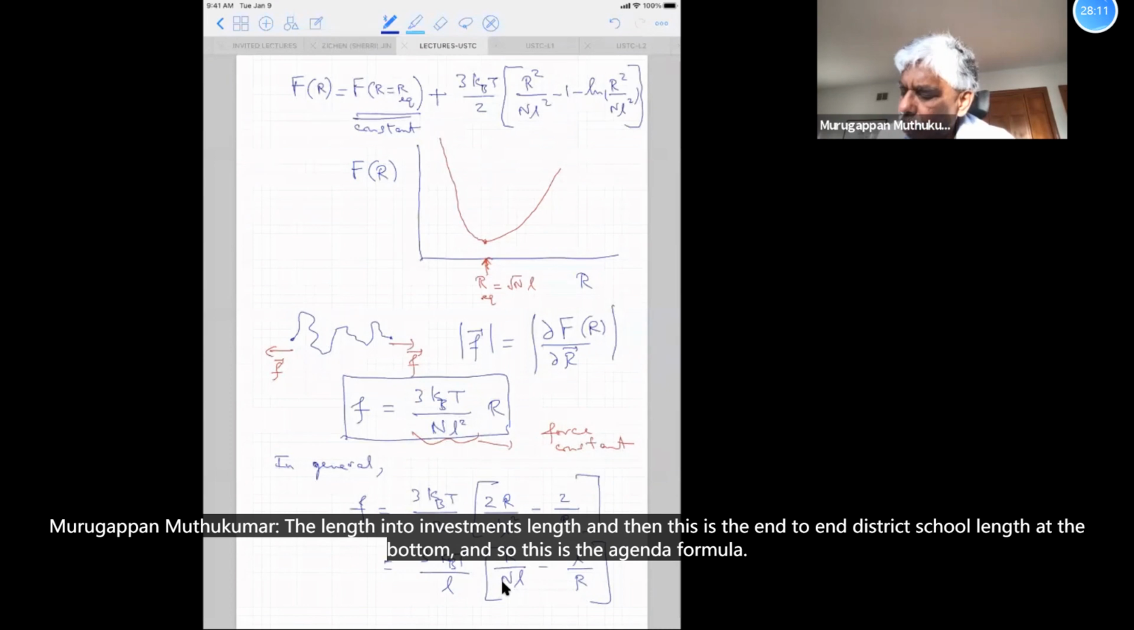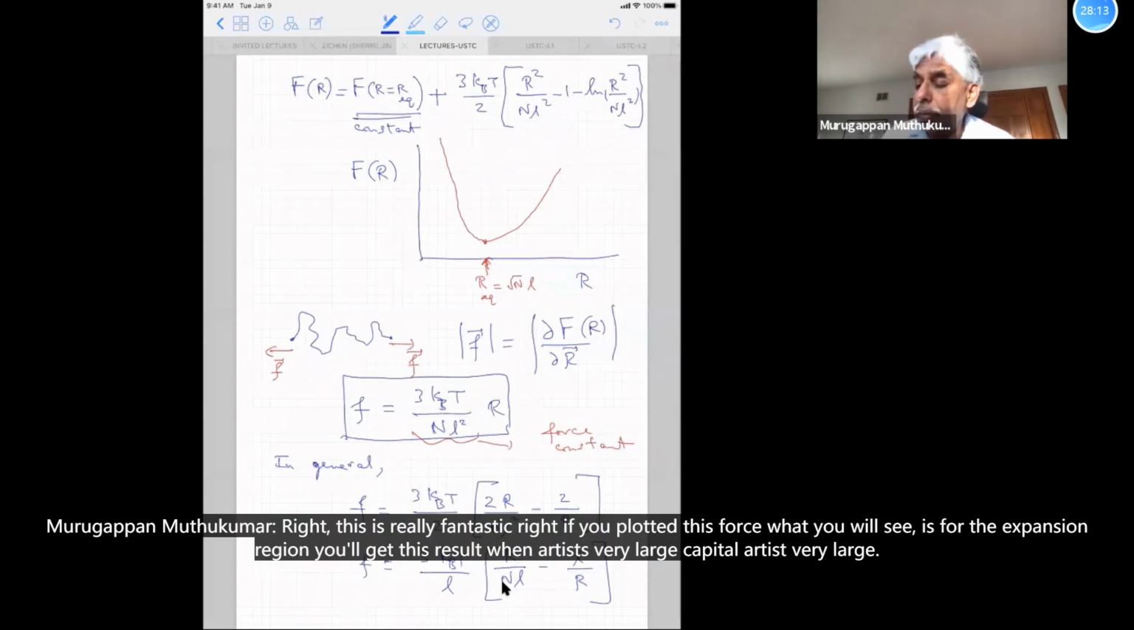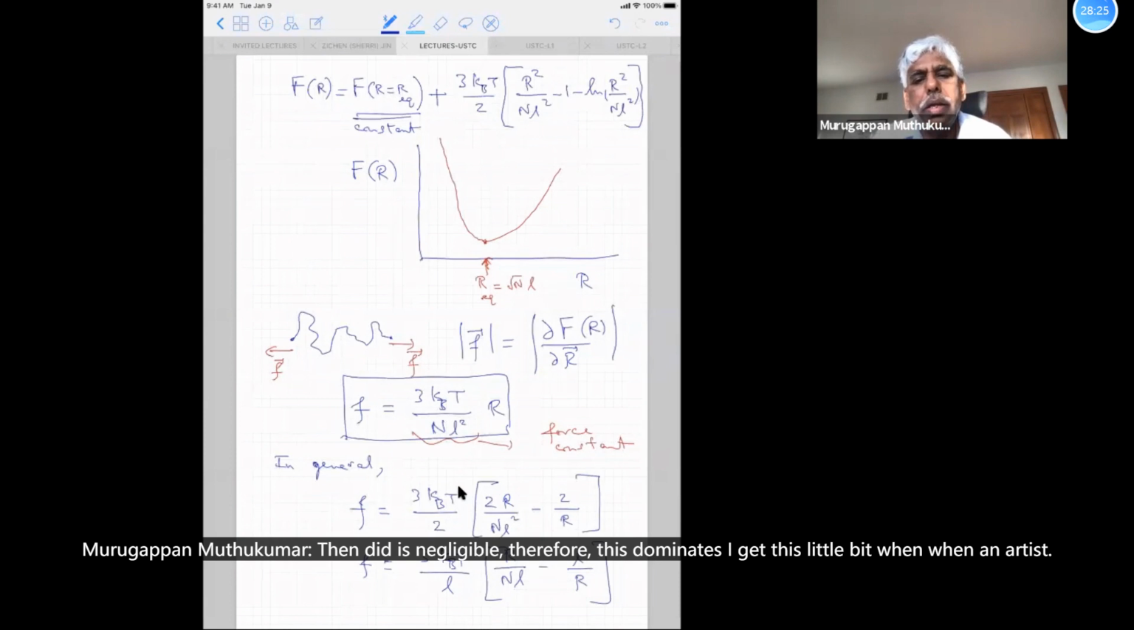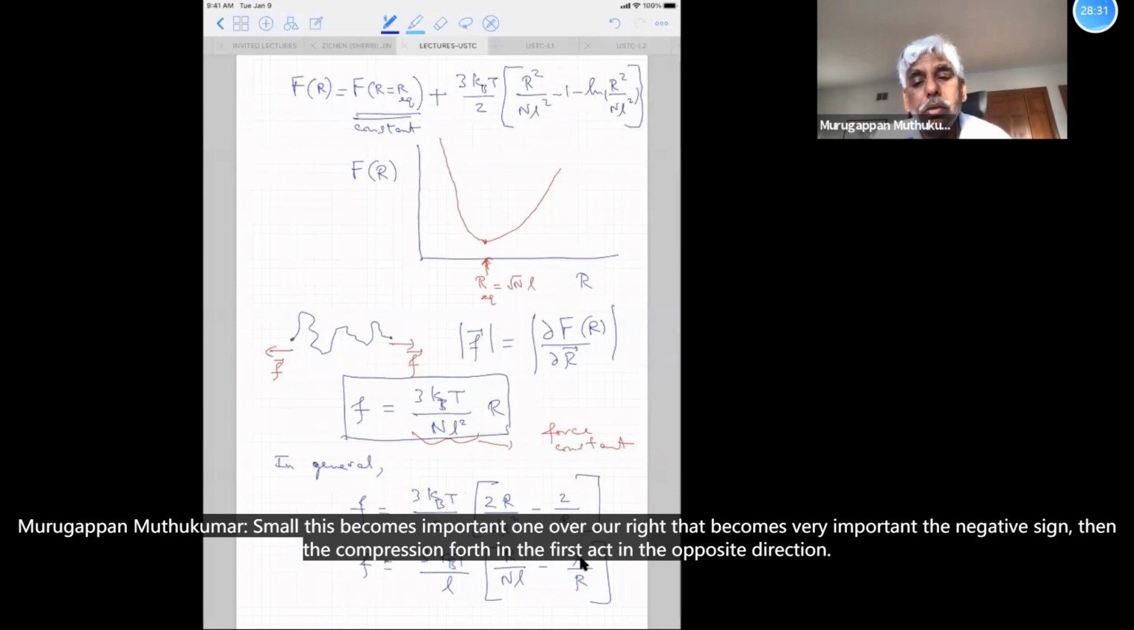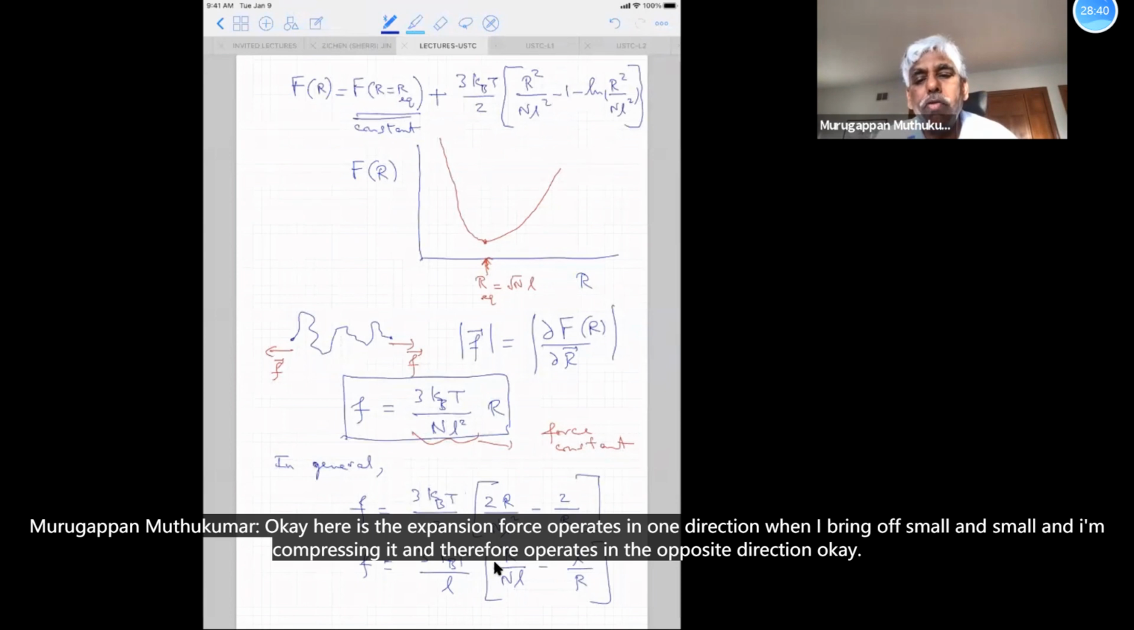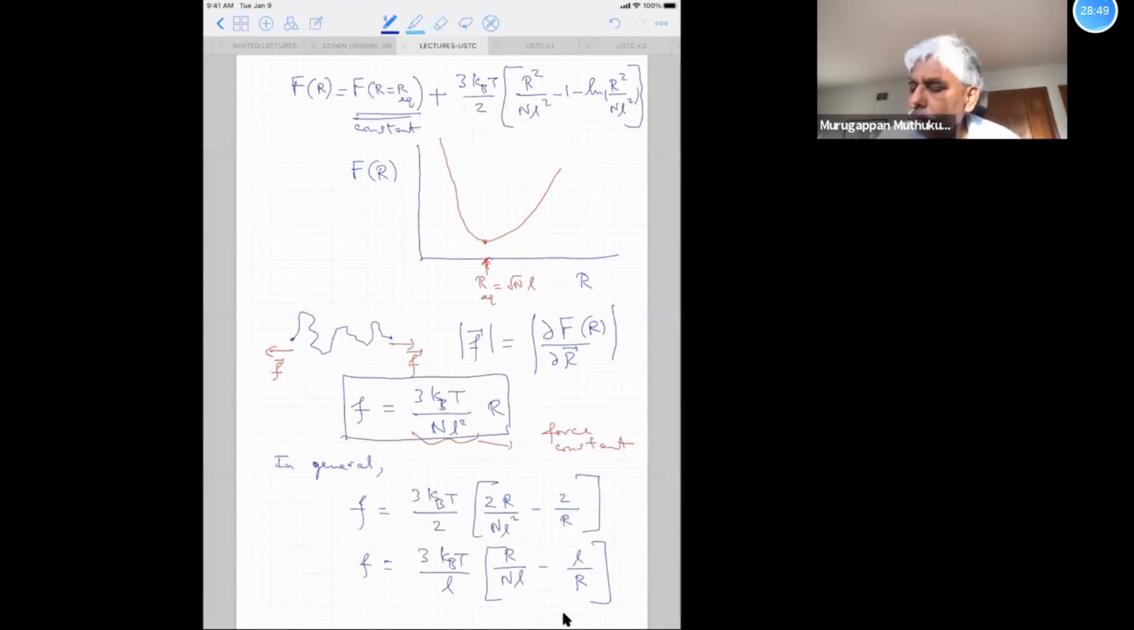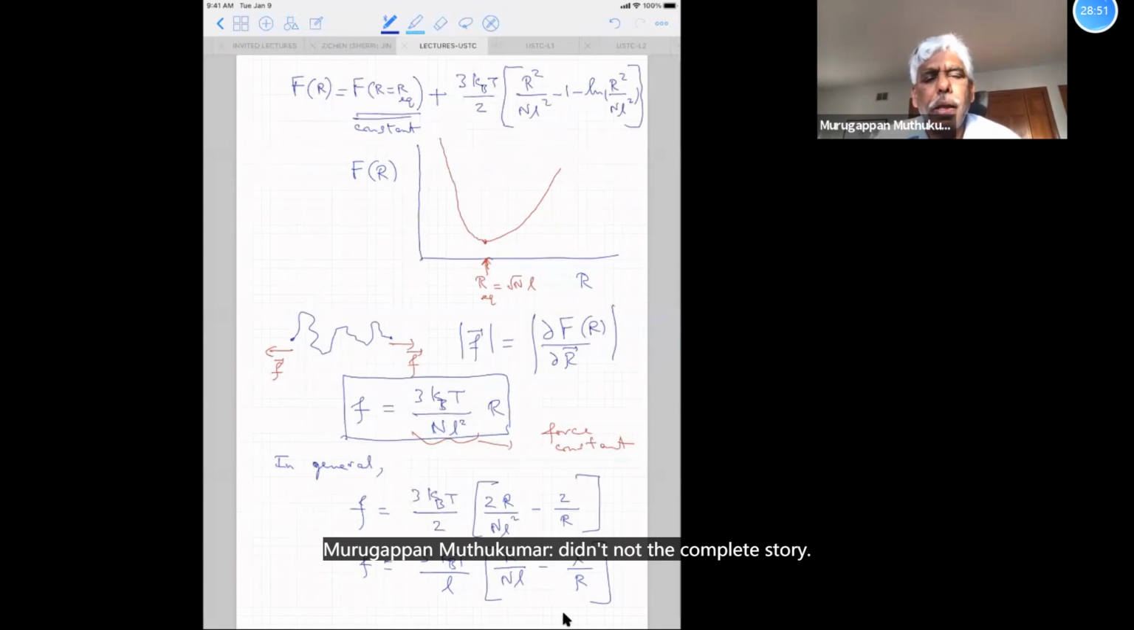So this is a general formula, right? This is really fantastic. If you plot this force, what you will see for the expansion region is this result. When capital R is very large, this is negligible. Therefore, this dominates, and I get this result. But when R is small, this 1 over R becomes very important with the negative sign. Then the compression force acts in the opposite direction. So the expansion force operates in one direction. When I bring R smaller and smaller, I'm compressing it, then the force operates in the opposite direction, okay?